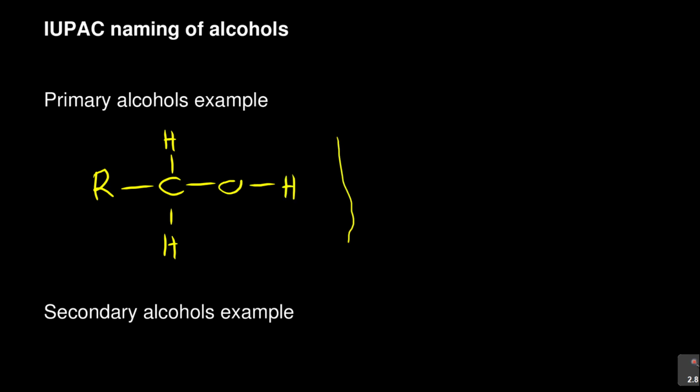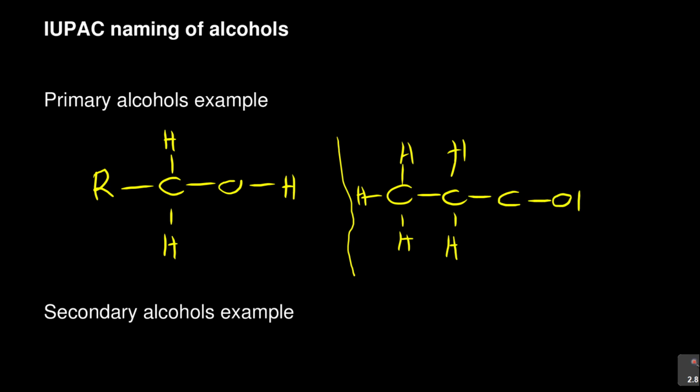Now let's give some examples. R can be this: C, H, H, H, C, H, H, and then C, O, H, and then H and H. So the R part, that's what I was trying to say, can be any alkyl group.